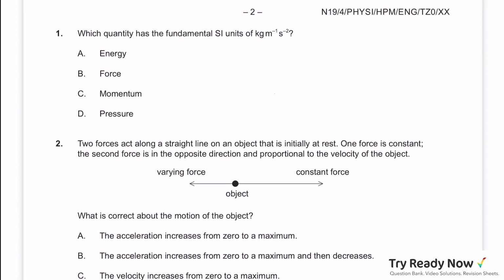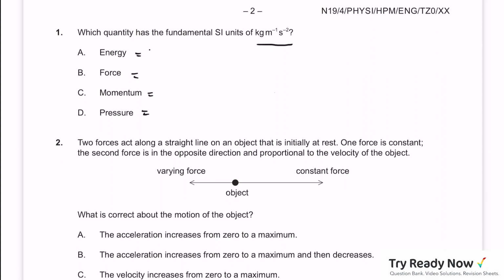In question 1, we're presented with 4 options and we're asked which quantity has the fundamental SI unit of kg m^-1 s^-2. So the first step is let's just write down the formulas for these 4 options. So we know energy is equivalent to work, which is force times distance. Force is equal to mass times acceleration. Momentum is mass times velocity. And pressure is the force over area.